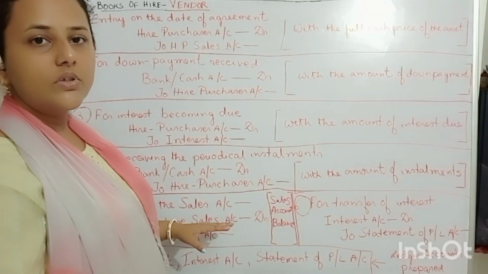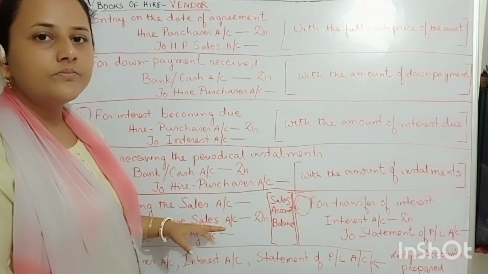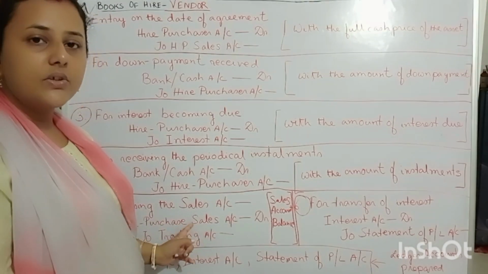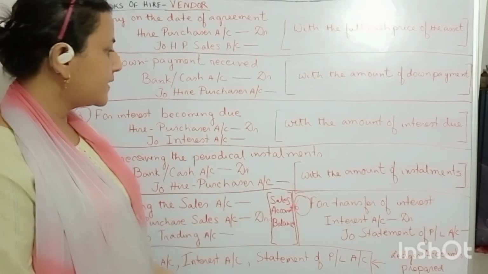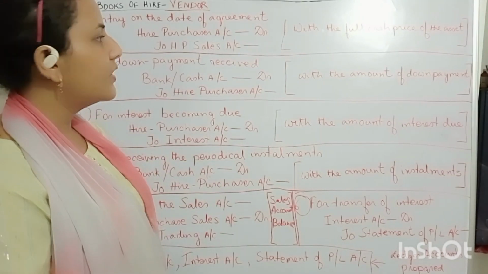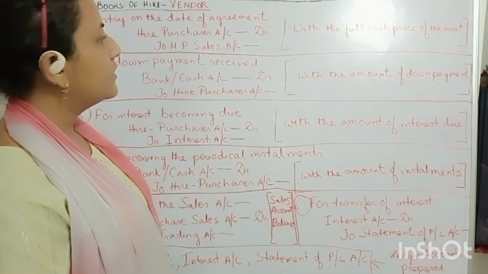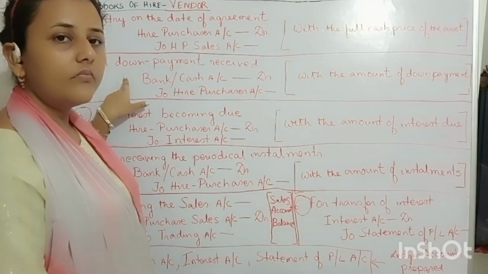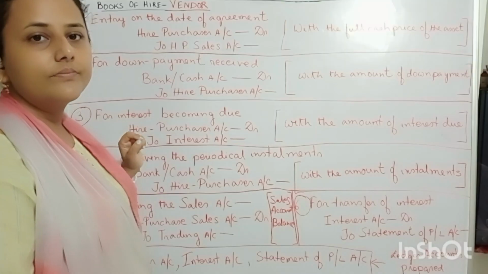The closing entry will be passed only once, when the year ends in the first year. For the subsequent years, these three entries will be repeated again and again. And these two entries will be passed on the date of agreement.